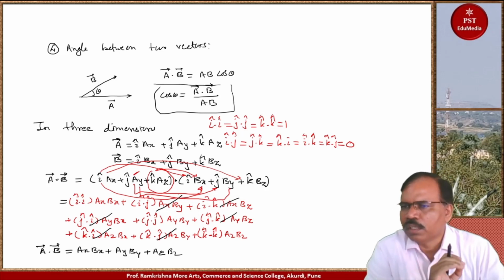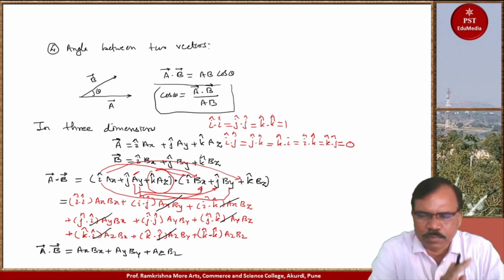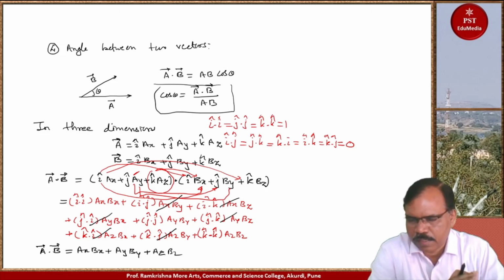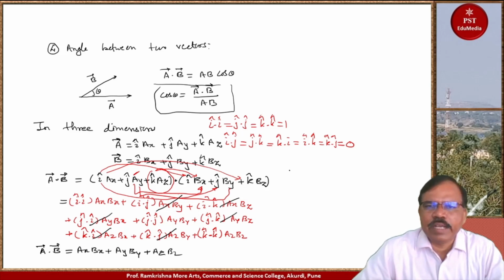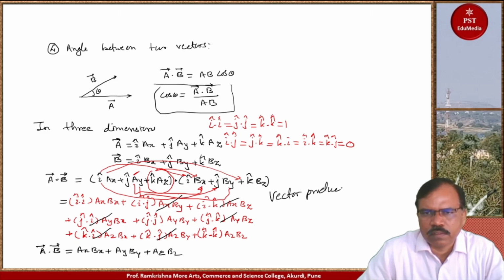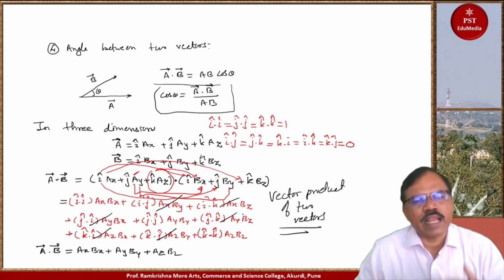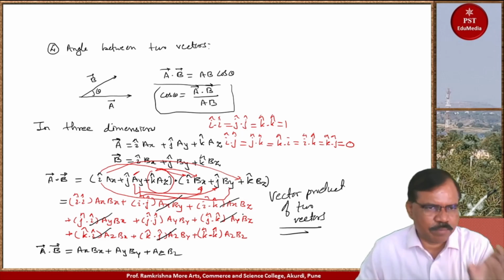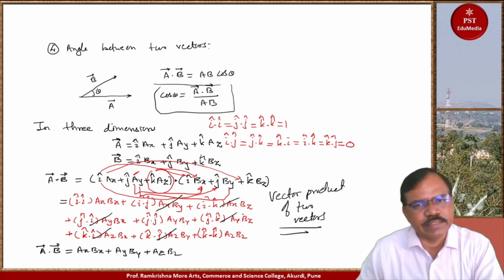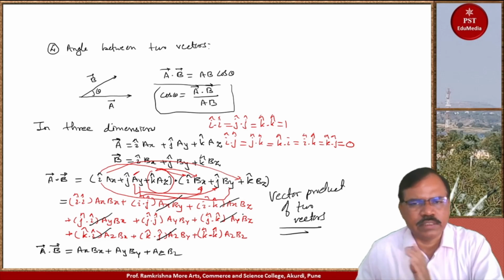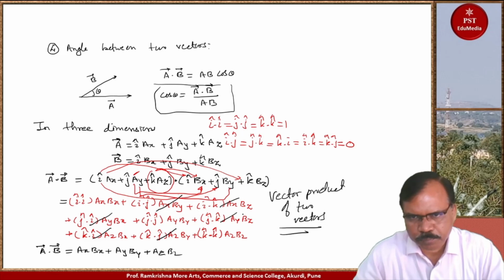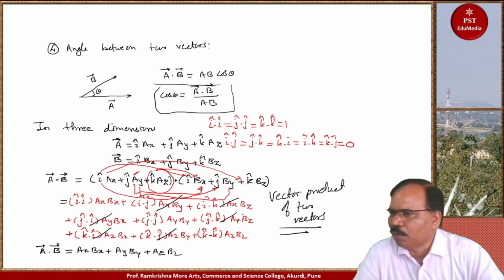So this is about the scalar product of two vectors. Now in the next lecture we will take the vector product of two vectors, and we will see some examples on scalar product and vector products and their applications in physics also. What is the application of scalar product in physics? What is the application of vector products in physics? So we will stop here now.